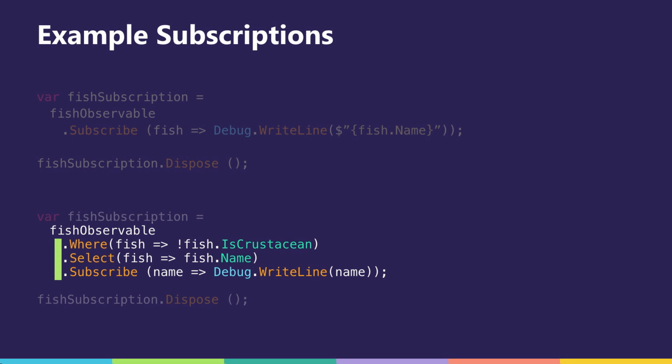So we could say, we're not interested in the whole fish. We're just interested in the name. So then we could return out a string of just the name from that fish. Finally, then, we could subscribe to that name and do whatever processing we want with it.